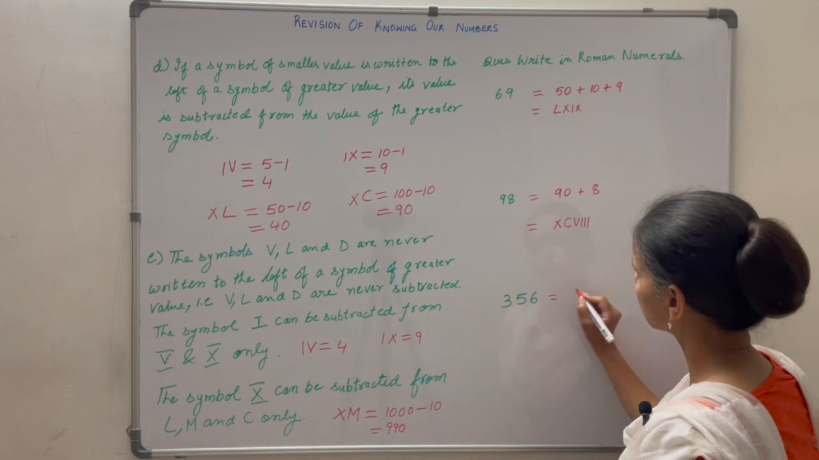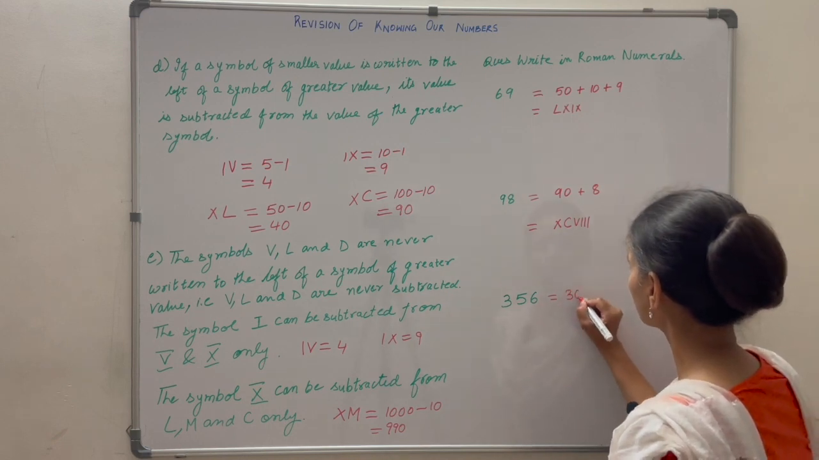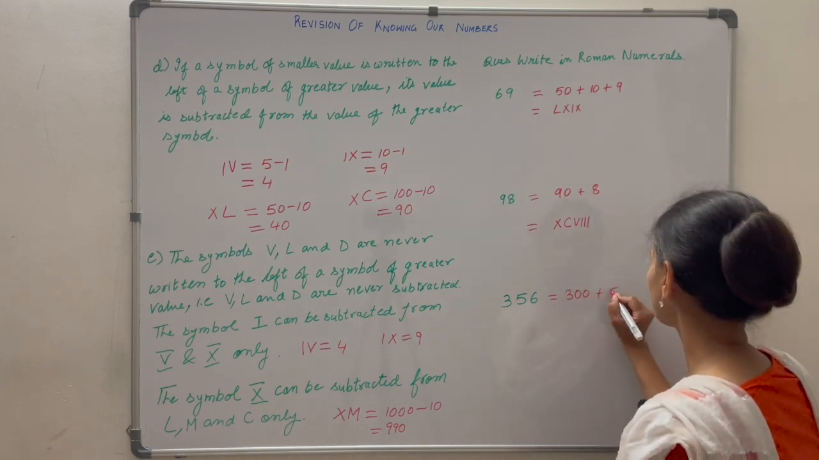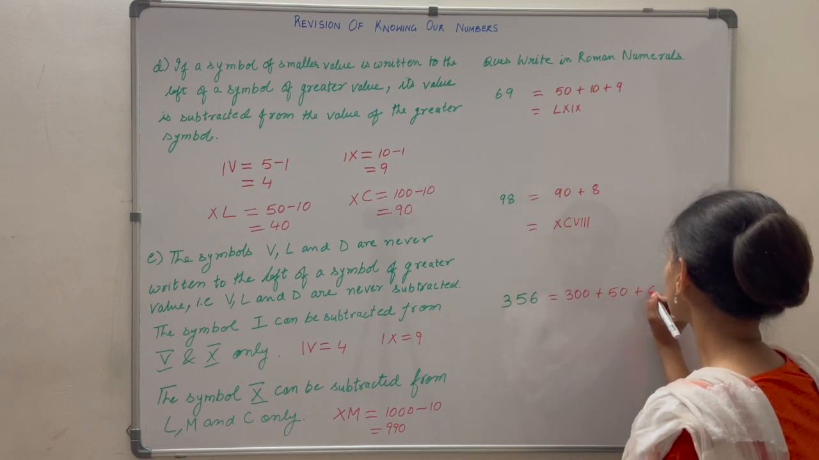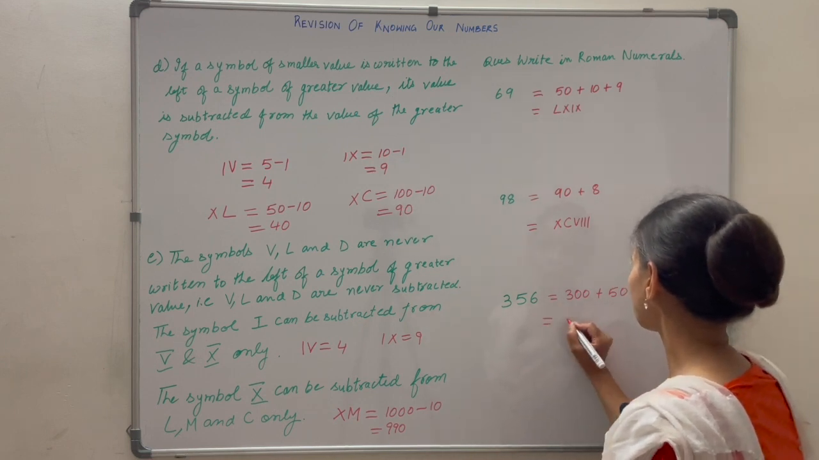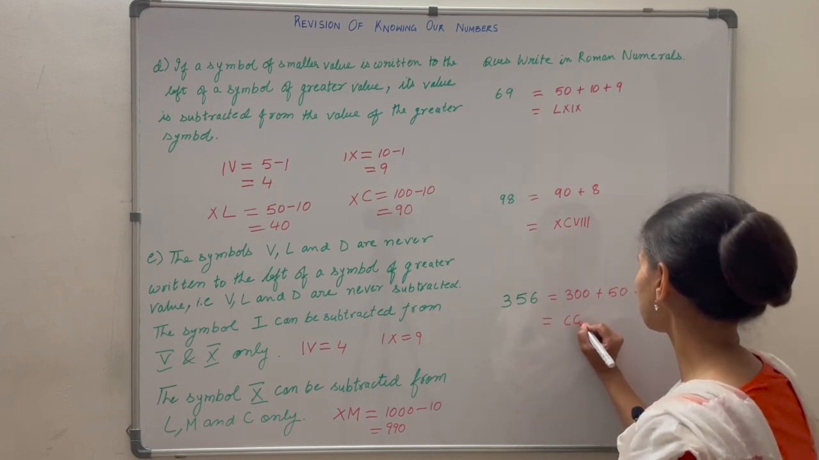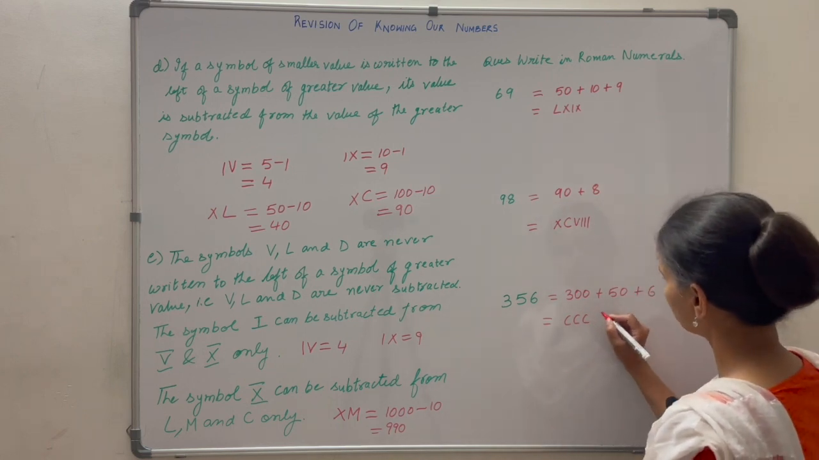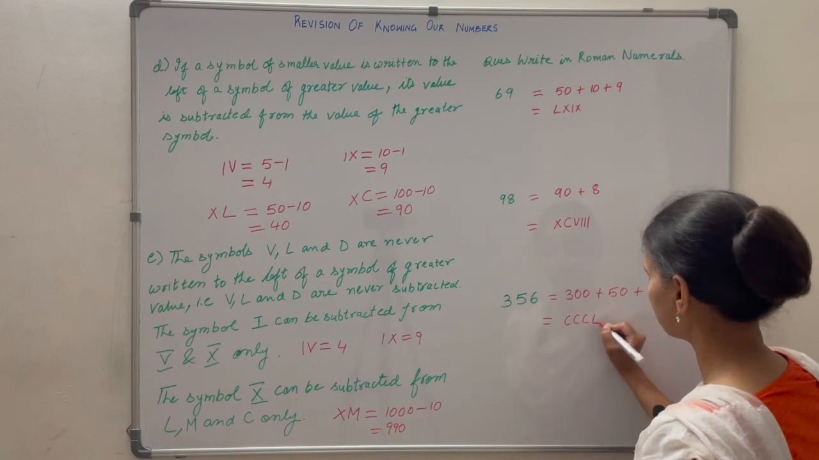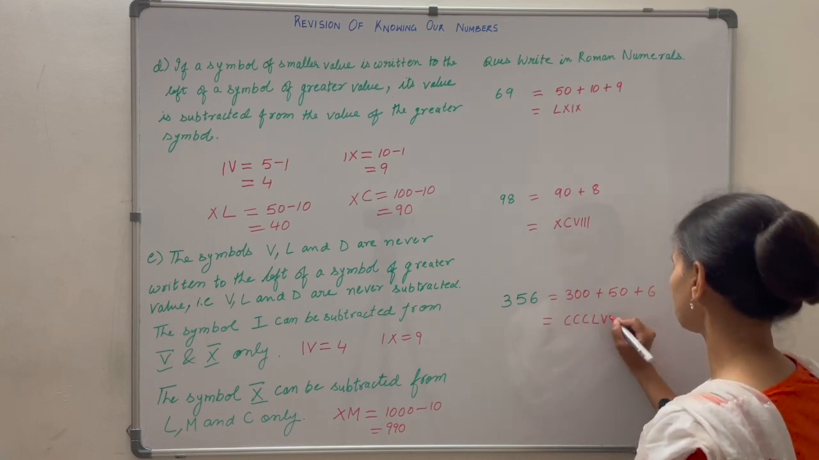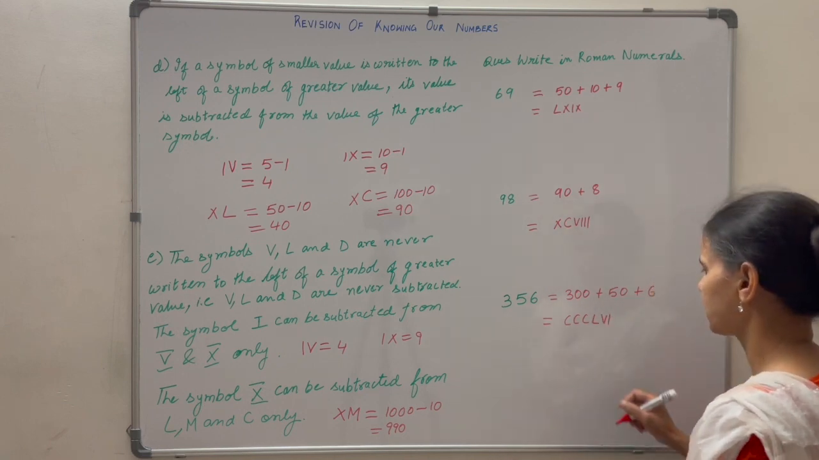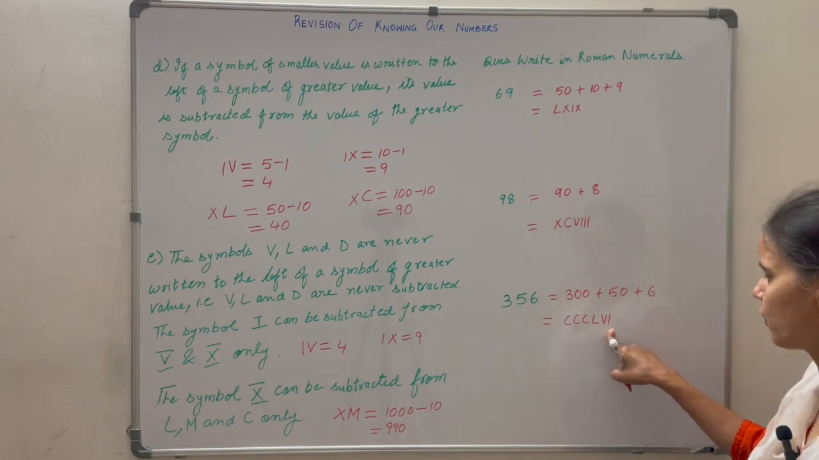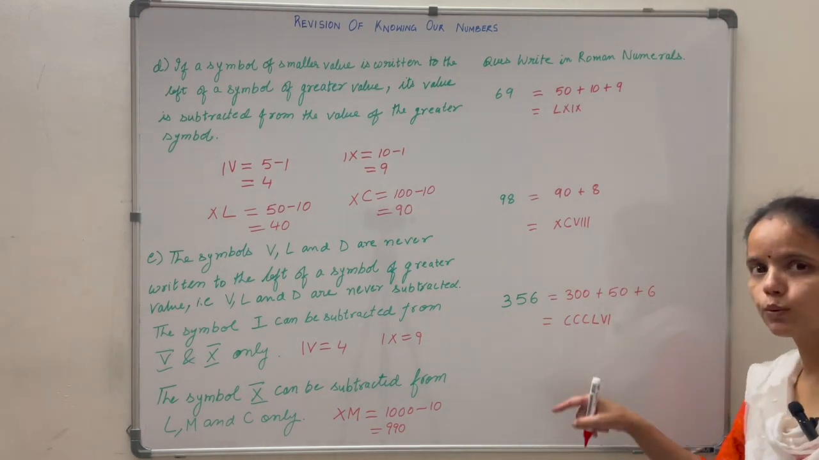See, this is 356. So 300 plus 50 plus 6. So 300 means C is repeated 3 times. Maximum you can write it 3 times. 50 needs to be added. So this is L is for 50. 6 means this is 5 plus 1 is 6. All the smaller symbols, if you write towards right side, it will be added.